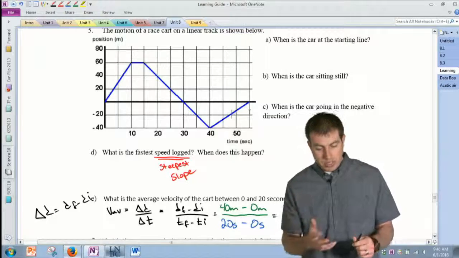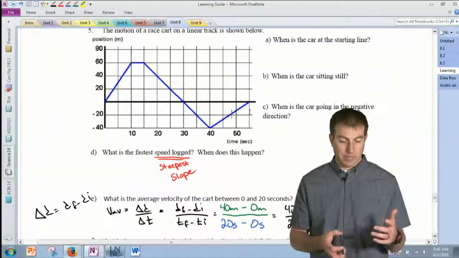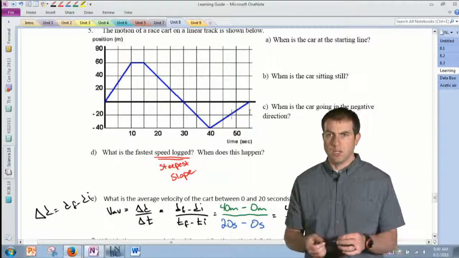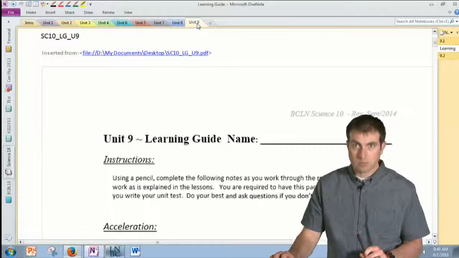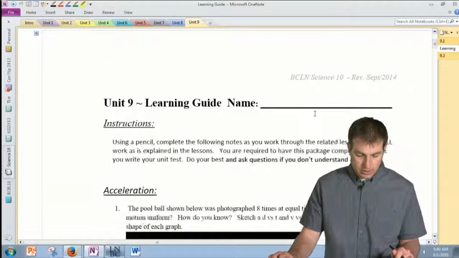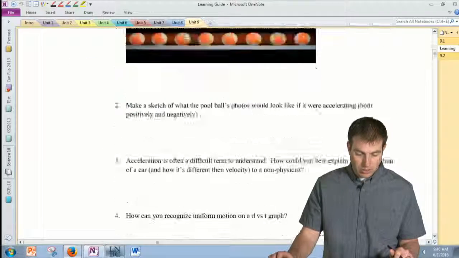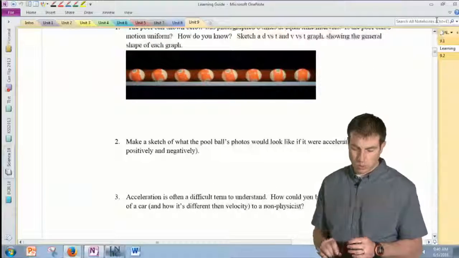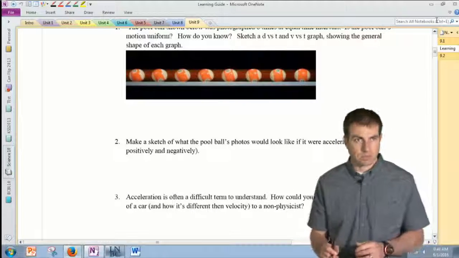I want to just jump back into the notes and continue and finish off Unit 9.1 and then jump into 9.2 for sure. Ava, number 2 for Unit 9. So this is the Unit 9 learning guide. Are we talking about page 1 here? Make up a sketch of what the pool ball photos would look like if we were accelerating positively and negatively.